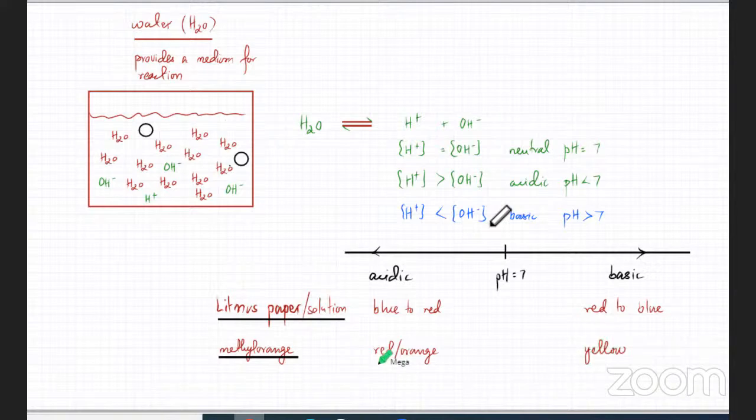Then there's another one which is phenolphthalein. That's another indicator. I'll show you images of all three of them, and I'll post the images as well. So phenolphthalein under acidic conditions is usually colorless. And under basic conditions, it happens to be pink or purple.